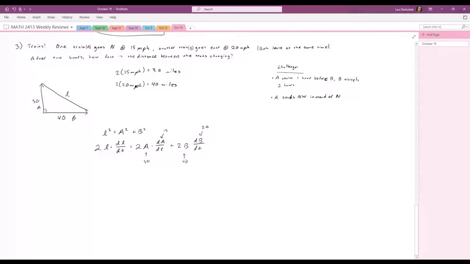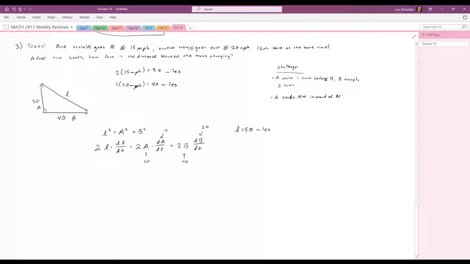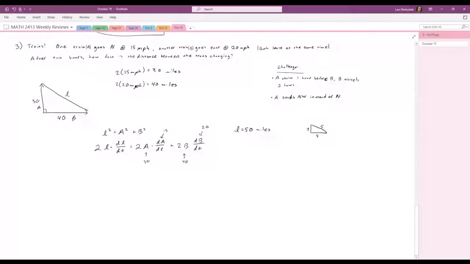I can also figure out L because I know that L squared is equal to A squared plus B squared. In this case, L happens to be 50 miles. One way you can actually do this without using a calculator or anything is this is actually 10 times a 3, 4, 5 right triangle. So a 3, 4, 5 right triangle is one of your special right triangles. So we know that this triangle scaled at all should have the same proportion. So in this case, we have a triangle of side lengths 30 and 40. The third one should be 50.